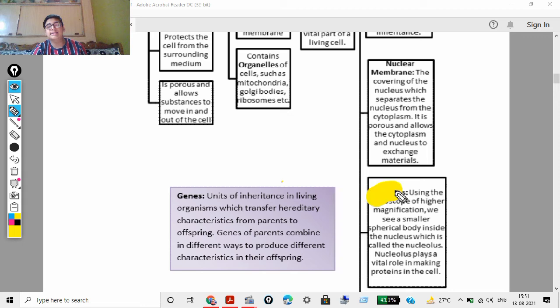Nucleolus. Now this is a very important point. Let me explain deeply. Using a microscope of higher magnification, we have seen a smaller spherical body inside the nucleus, which is called the nucleolus. The nucleolus plays a vital role, vital means very important role, in making protein in cells.